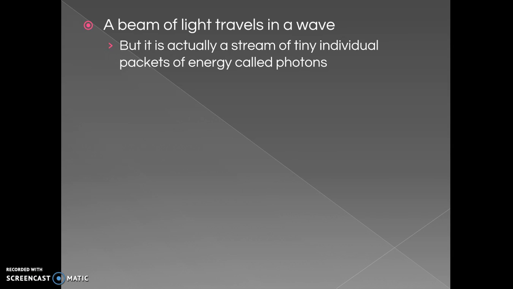So it's not continuous. That's what I'm trying to say. A beam of light travels in a wave, but it's actually a stream of tiny individual packets of energy called photons. As each photon hits your eye, you're perceiving it as a different color because it's traveling at a different speed or frequency or a different wavelength, and that's how you're identifying it. But it's not a continuous beam. It is individual particles called photons.